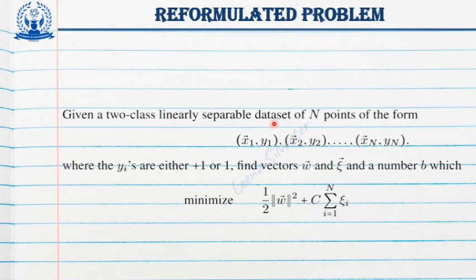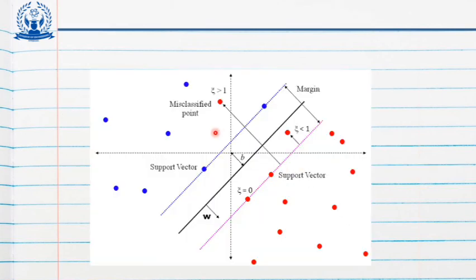Given a two-class linearly separable data set of n points of the form (x1, y1), (x2, y2), etc., (xn, yn), where yi's are either plus 1 or minus 1, find the vectors w and eta and a number b which minimize 1/2 |w|² plus C times the soft error, sigma i equal to 1 to n of eta i. So we will get like this.